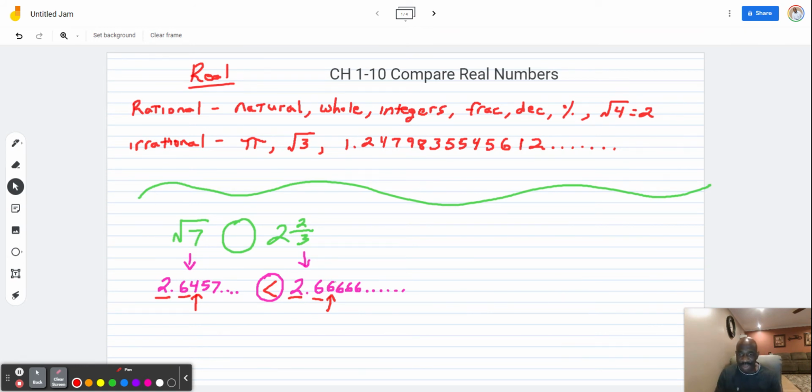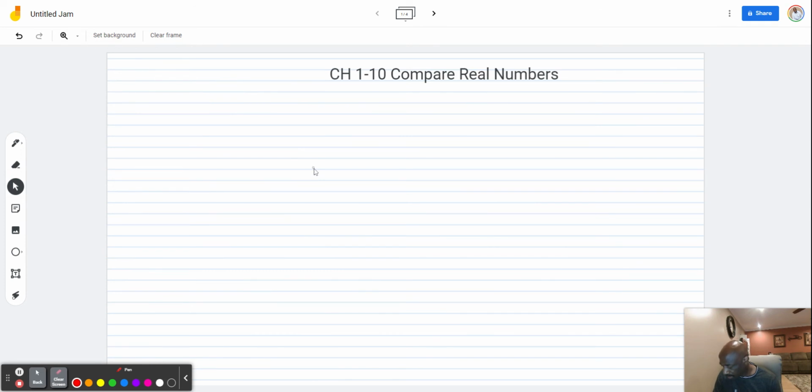I go one place value at a time. And when I get to the one that's different, I can determine which one's smaller and which one's larger. So in this case here, the square root of 7 is less than 2 2/3. All right, you see how that works? So convert everything to decimals, and then you can clearly see which one is greater or smaller.